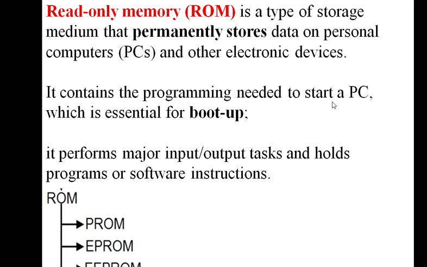Then we move on to read only memory. In RAM, there are 2 types of RAM. One is static RAM, then another one is dynamic. But in the other part, read only memory, it is a type of storage medium that permanently stores data. RAM is temporary, but read only memory permanently stores data on personal computers and other electronic devices. It contains the programming needed to start the PC, which is essential for boot up. Boot up means what here?